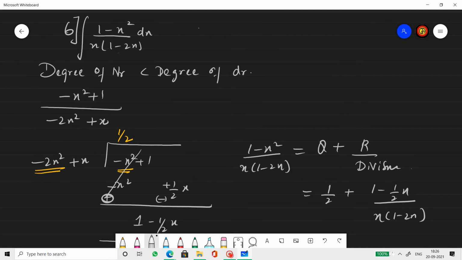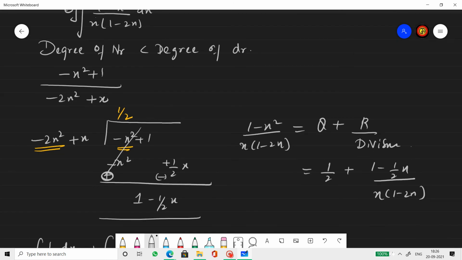1 minus x square by x into 1 minus 2x. Well, when I started partial fractions, I did say that the degree of the numerator must be less than the degree of the denominator. Whereas here, the degree of the numerator and denominator happens to be the same. Therefore, right away if you start partial fractions, you might miss some terms. So proceed with long division, break the term and then start partial fractions. So 1 minus x square, we will write it as minus x square plus 1. X into 1 minus 2x as it is. I just multiplied them.